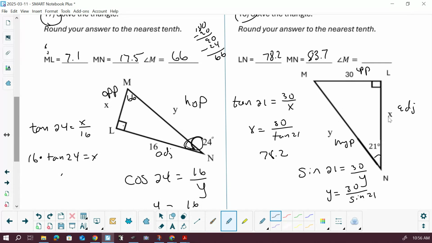Okay? Then the last one we have here is angle M. We'll do the same thing. 180 minus the 90 that's in there is 90. Subtract the angle that I know, 21, to be 69 degrees.